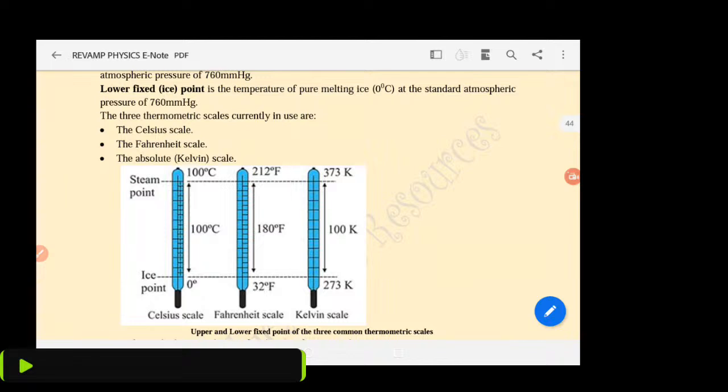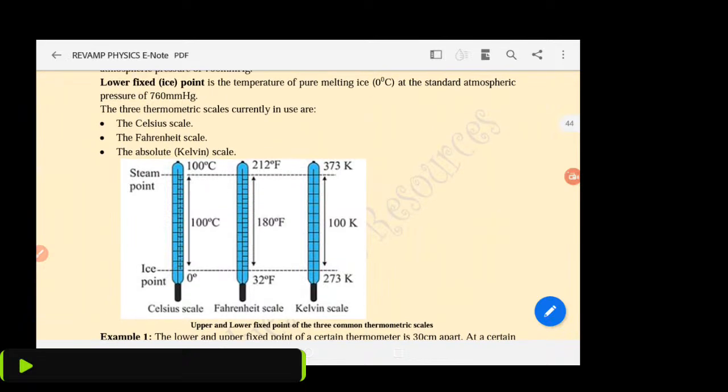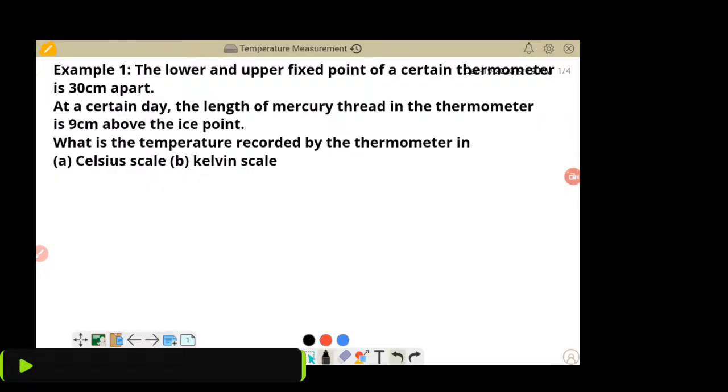As you can see, the picture on the screen shows the three scales of thermometer that are in use. The first thermometer on the screen is the Celsius scale. For the Fahrenheit scale, the upper fixed point is 212 degrees Fahrenheit, while the lower fixed point is 32 degrees Fahrenheit. And for the Kelvin scale, we have 373 Kelvin as the upper fixed point and 273 Kelvin as the lower fixed point. Celsius and Kelvin scales are closely related, so when we are dealing with them, we can be checking some stuff there.